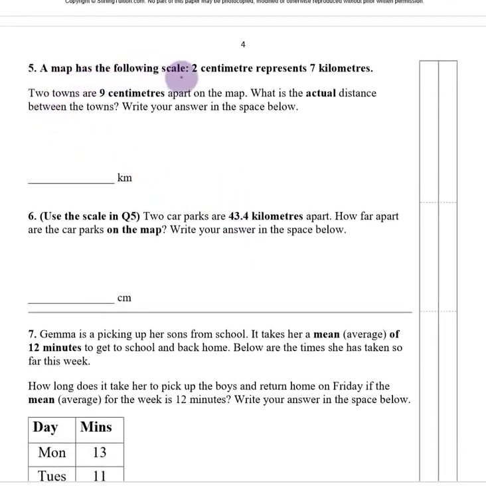A map has the following scales. So 2 centimeters equals 7 kilometers. 2 towns are 9 centimeters apart on the map. What is the actual distance between the towns?